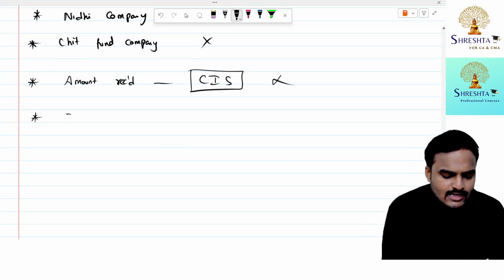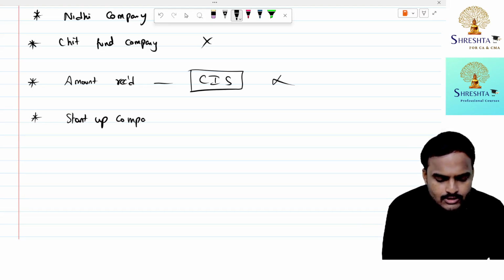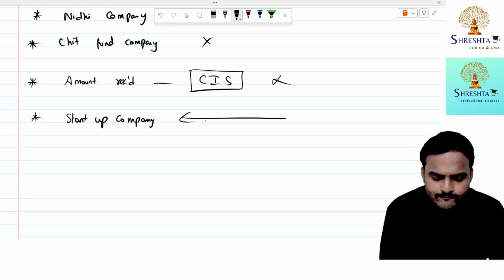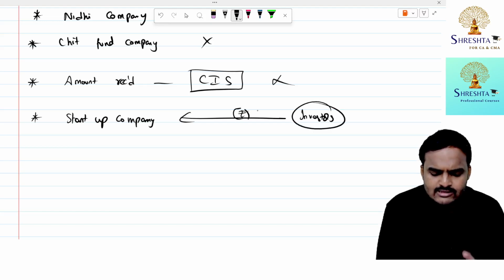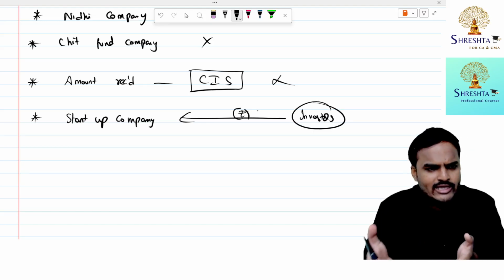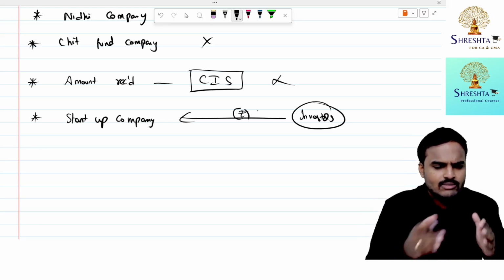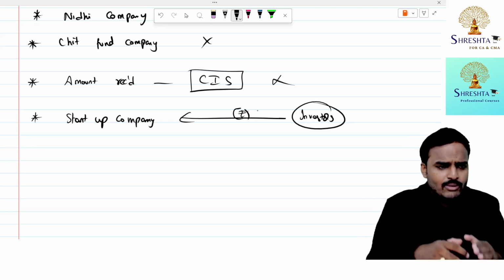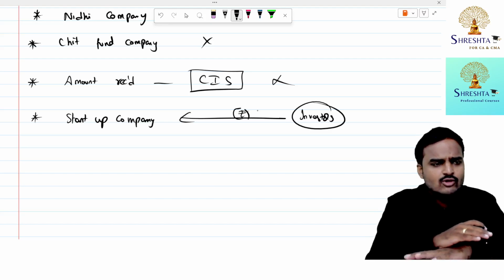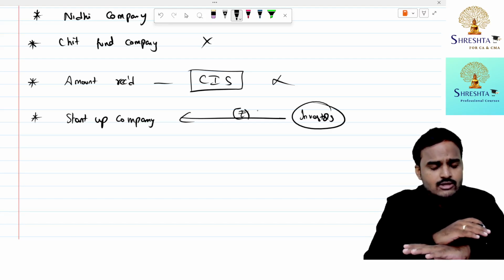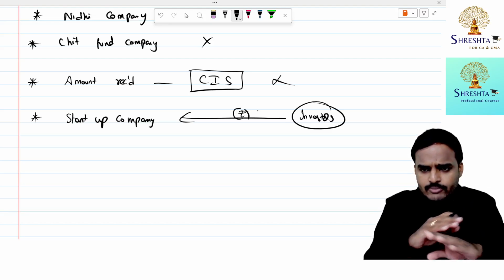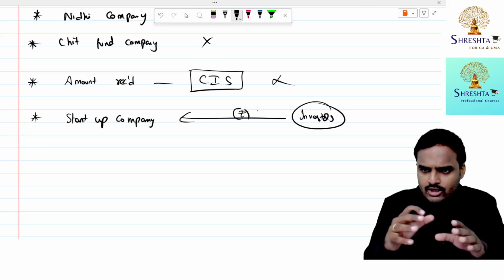Next one, startup company. Startup company getting funds, getting money from investors. For example, against this amount, if startup company is issuing equity shares, it will come under equity share capital. If company issues preference shares, it will come under preference share capital. Suppose company is not issuing equity shares, not issuing preference shares, not issuing debentures.